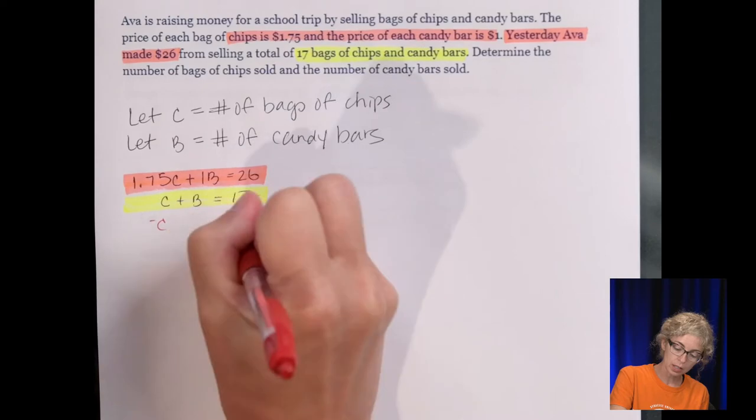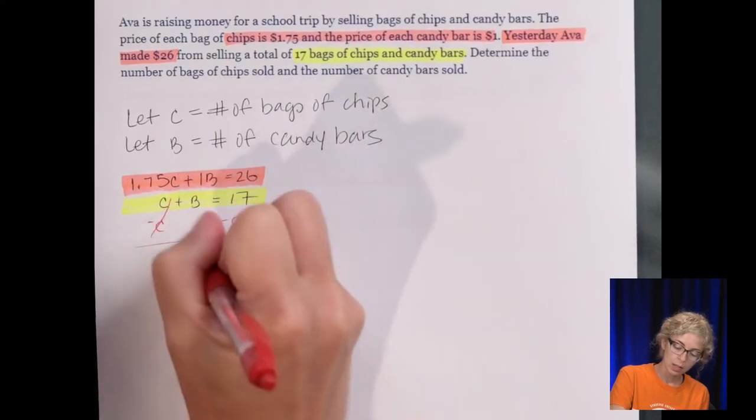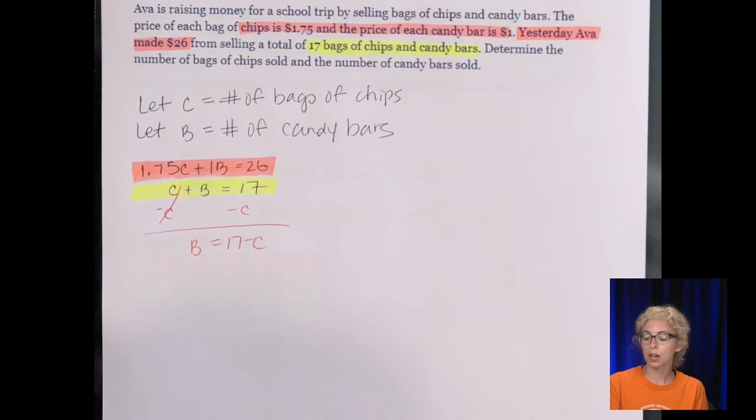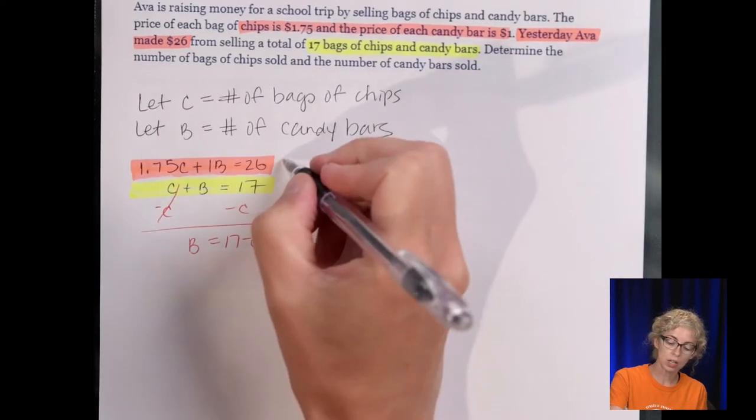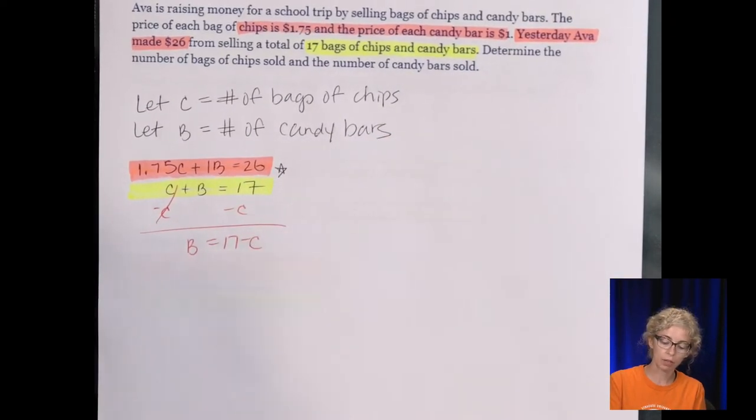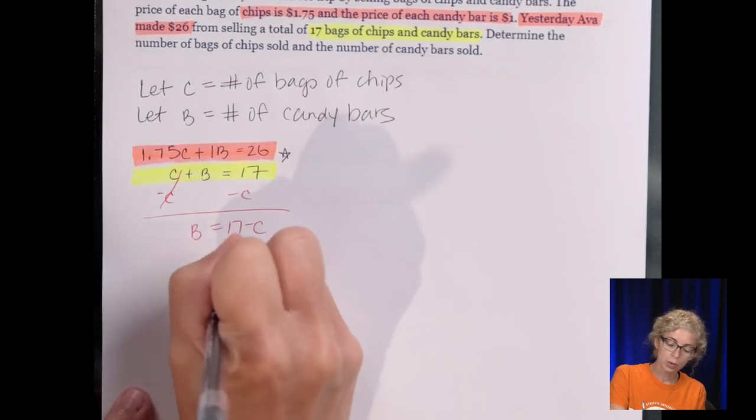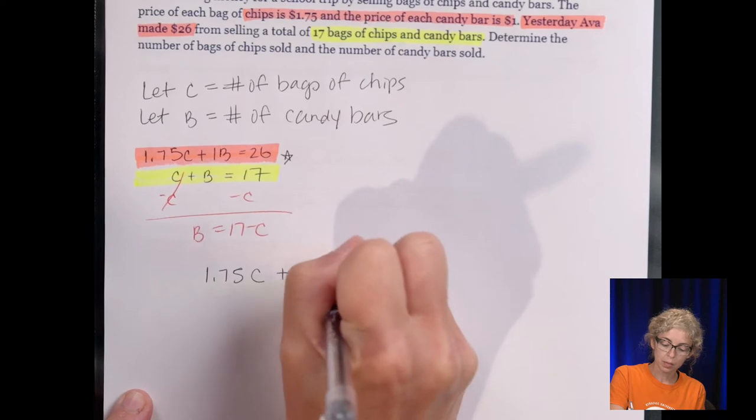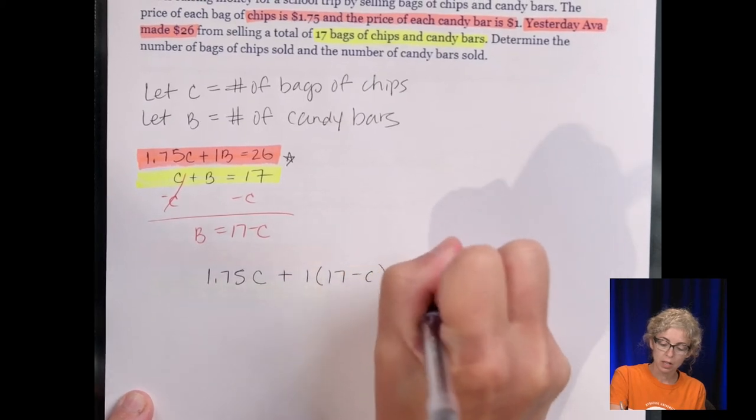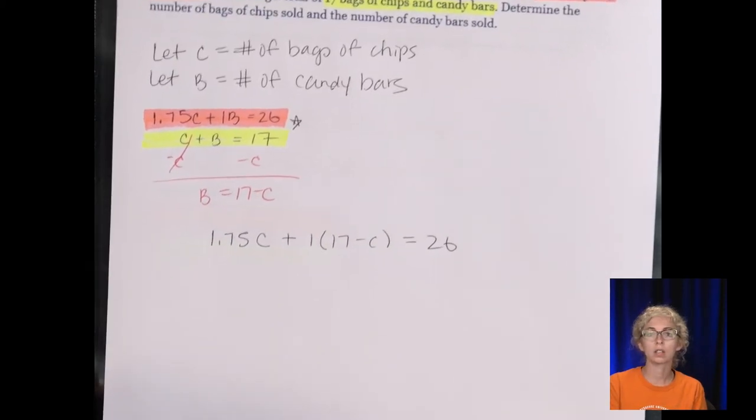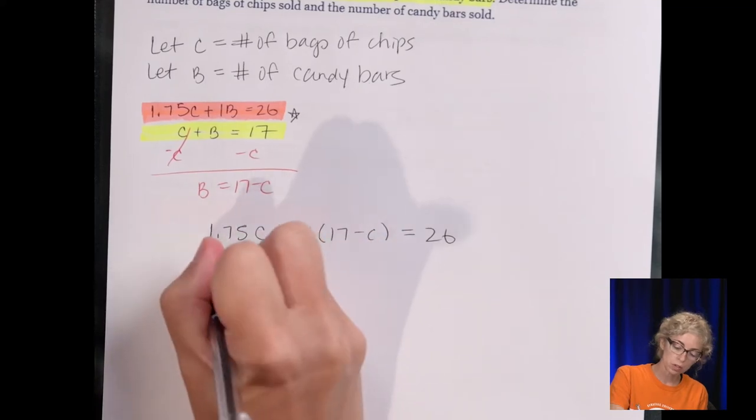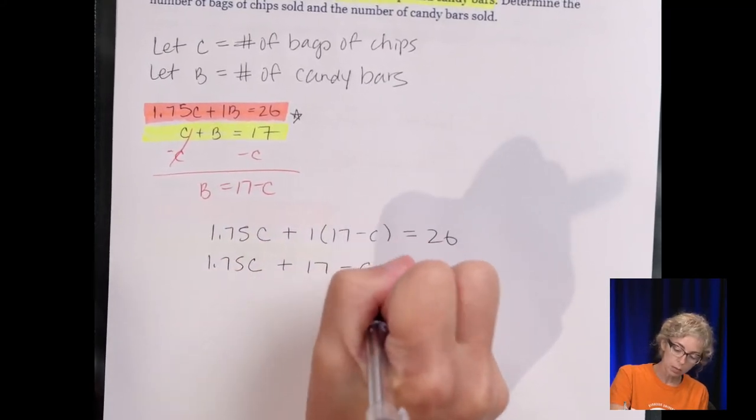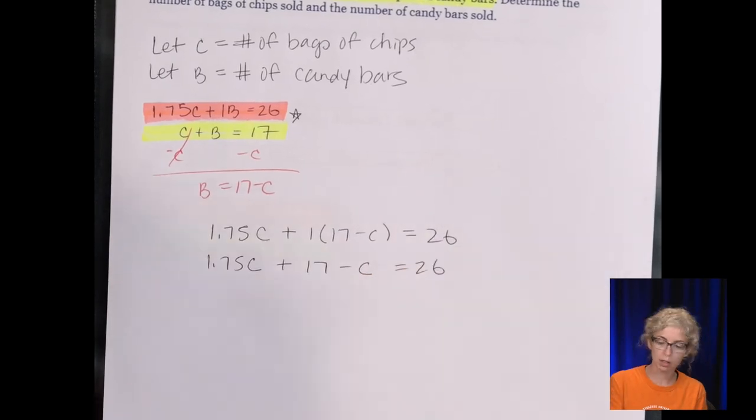So subtract C, and we get B equals 17 minus C. Then I would go to the equation here and plug in that for B. So 1.75C plus 1 times 17 minus C equals 26. Anything times 1 is itself, so 1.75C plus 17 minus C equals 26.